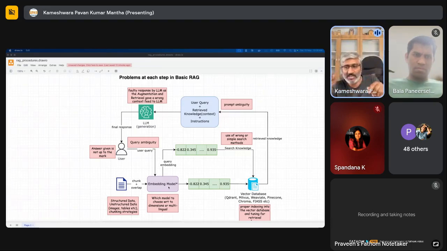And then how do you choose the dimensionality? Should I choose a model with 384 vector dimensions, or a model with 768 dimensions, or 1024, or 1536, or 2048? How? So this is another question.